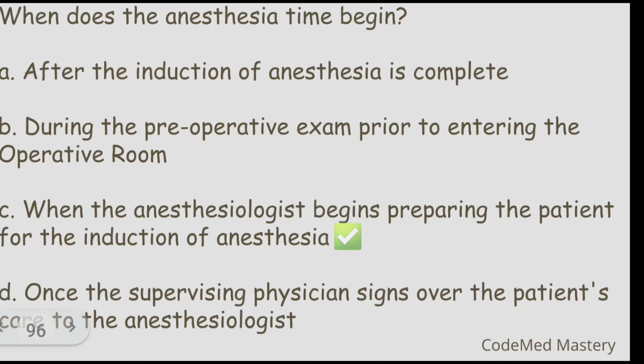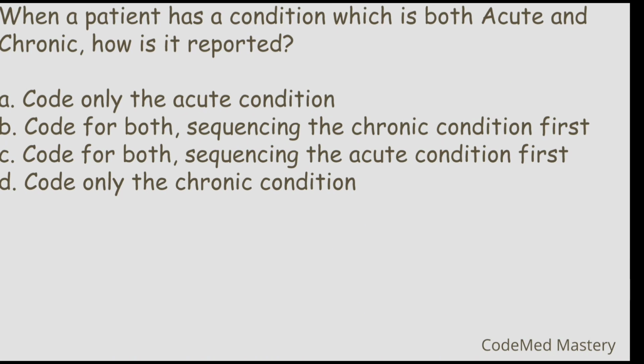Next question. When a patient has a condition which is both acute and chronic, how is it reported? Option A, code only the acute condition. Option B, code for both sequencing the chronic condition first. Option C, code for both sequencing the acute condition first. Option D, code only the chronic condition.